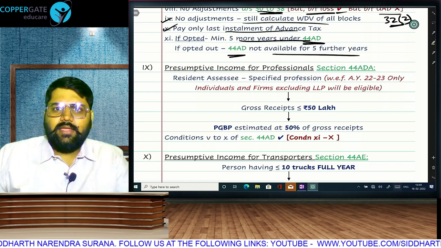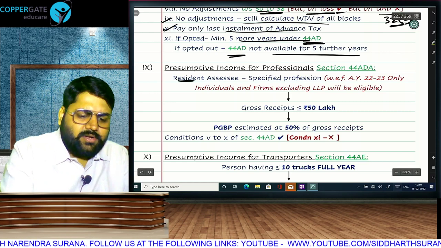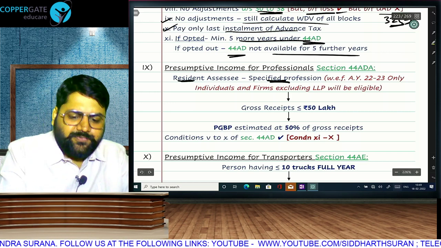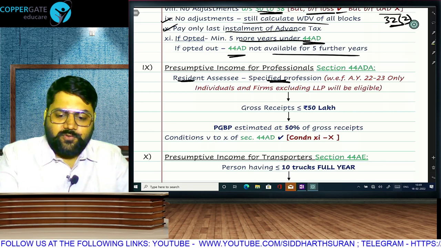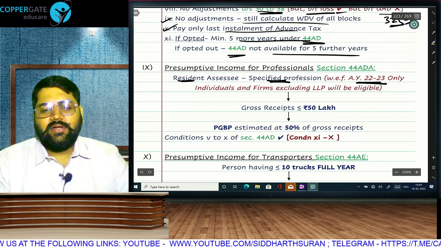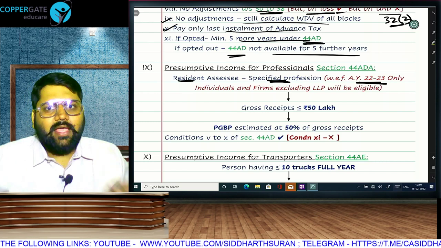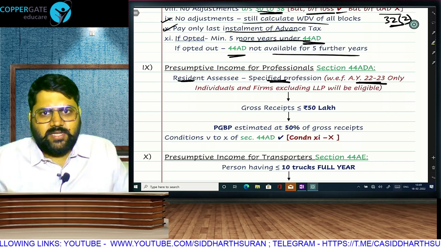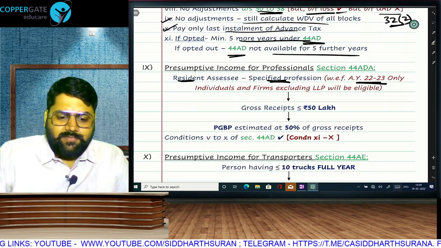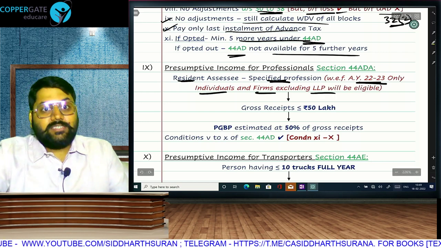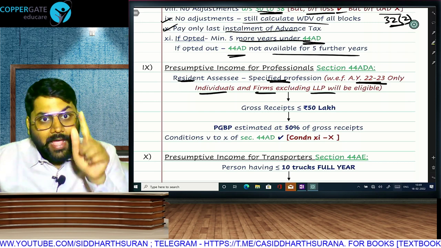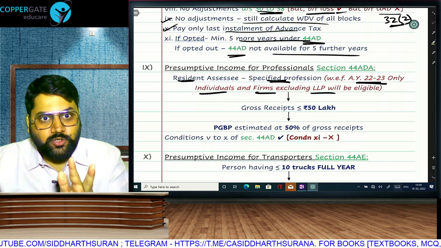Let's talk about 44ADA. First of all, this is available only to resident assessee, specified profession only: CA, CS, lawyer, doctor, engineer, architect. With effect from AY 22-23, the eligibility criteria is changing. Till last year, any resident specified profession was allowed, but now it will be resident individual and firm excluding LLP. That means company is now disqualified, LLP is disqualified, HUF also disqualified.